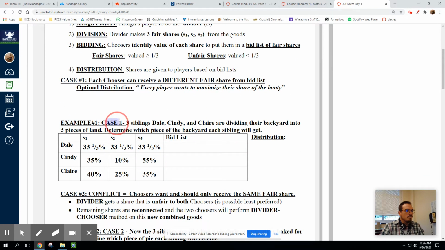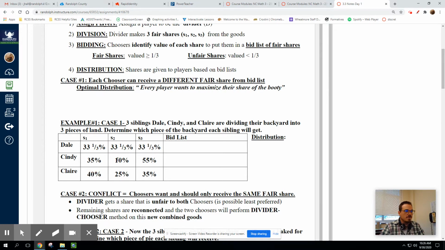Here, case one: three siblings, Dale, Cindy, and Claire, are dividing their backyard into three pieces of land. Determine which piece of land each sibling will get. Analyzing share one, Dale values it as a third, Cindy values it at 35%, and Claire values it the most at 40%. Dale thinks every piece of land is equal, in his opinion.